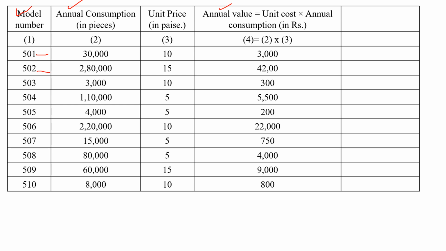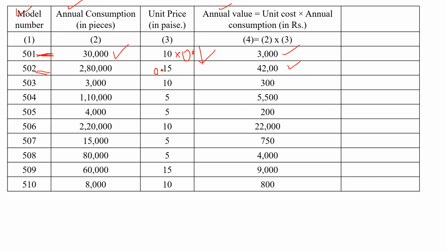Let's see model number 1, that is item number 1. In general we take the unit cost in rupees, but here it is given in paise. If you convert 10 paise into rupees, it becomes 0.1. Then the annual value is the annual consumption 30,000 into 0.1, which becomes 3,000. Similarly, for item number 2, model number 2, it is 2,80,000 into 0.15 rupees, since converting paise into rupees gives 0.15. Then 2,80,000 into 0.15 becomes 42,000.